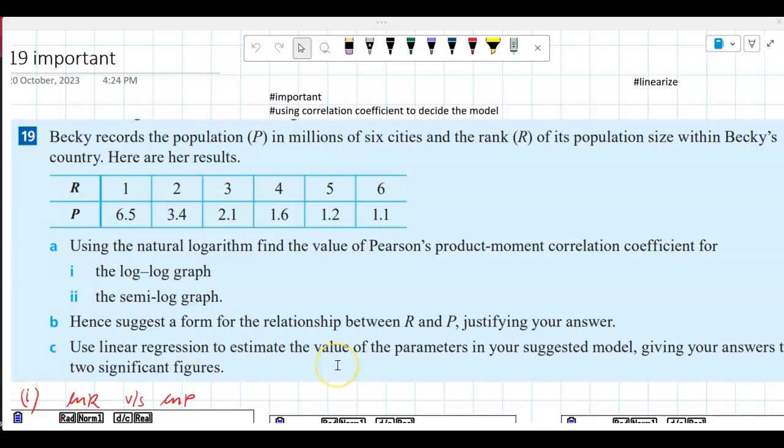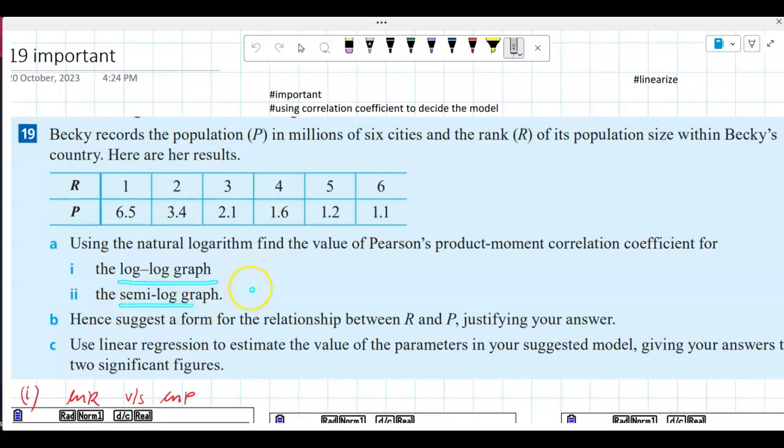Okay. So now this is a very important sum. Becky records the population in millions in 6 cities and ranks such population within Becky's country. Her results are given. So this is your variable x. Always when you get confused, your first is your variable x and this is your variable y. Use natural log to find the value of Pearson product moment correlation coefficient for log graph and semilog graph.